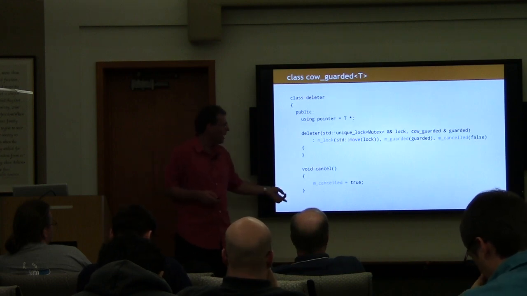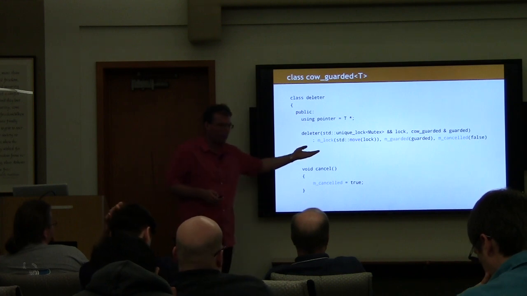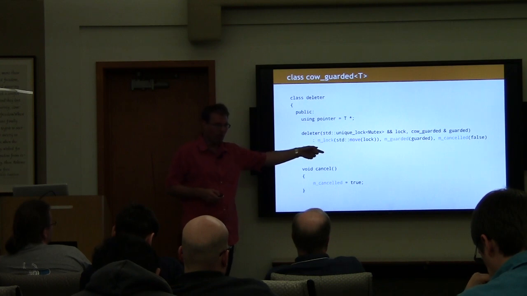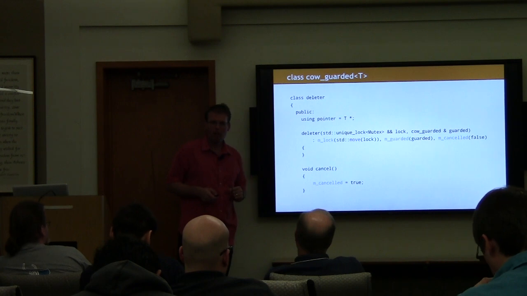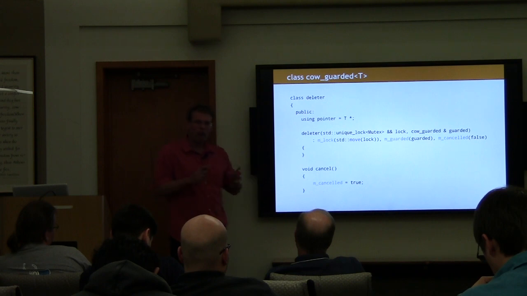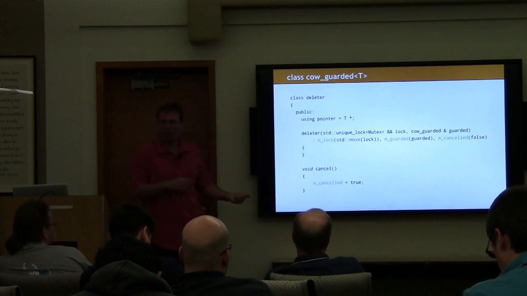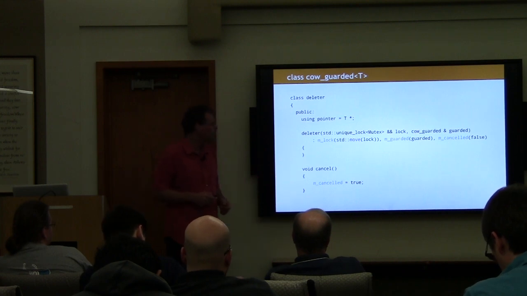But in the deleter, I have a little more information that I need. I have a lock, I have the LR guarded information that I'm going to need, and whether or not this operation has been canceled. Well, this is kind of an interesting feature. Since I'm going to make a copy of the data when I start a new write, I can cancel that write. I can throw away the data and make it as if this modification didn't happen. Now, I pay a price for that, of course. There's a copy. But sometimes that's a useful feature to have in an algorithm. There's a cancel method that just sets cancel to true.